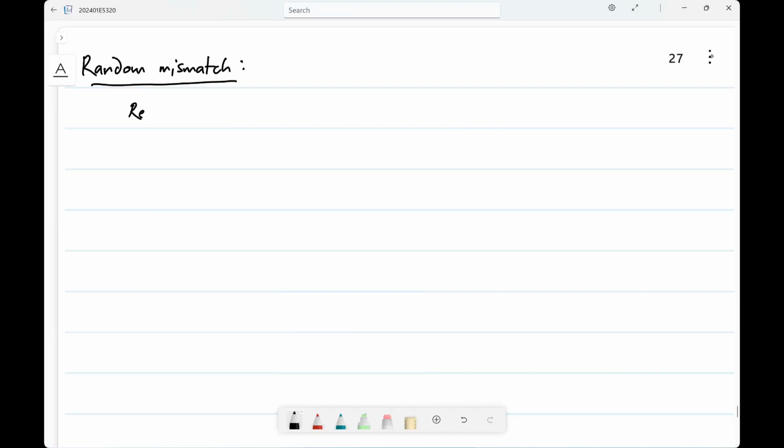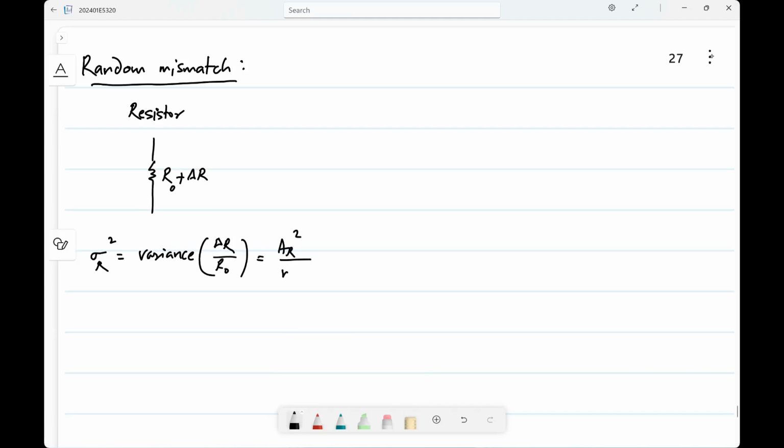So for a resistor, the actual value will be R naught plus delta R, where R naught is the nominal value. And it turns out that the variance of the normalized error is sigma squared of delta R by R naught equals A_R squared by WL, where A_R is some constant of the process.